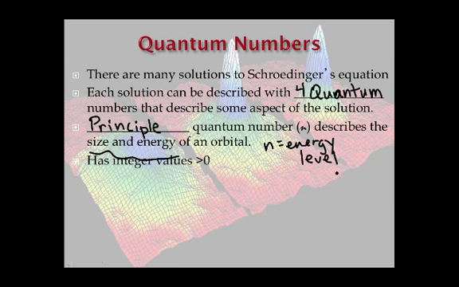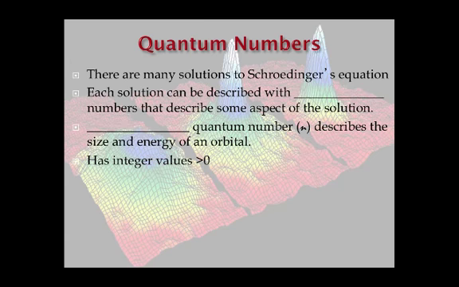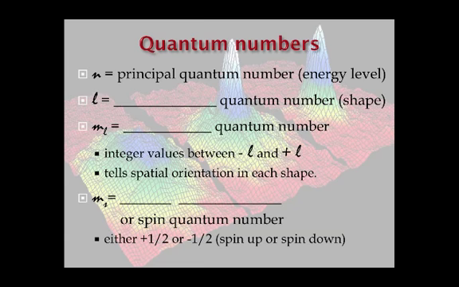So n is called our principal quantum number, and it has integer values, whole number values, that are always greater than 0. So n is the principal quantum number. That describes our energy level. L is a little bit strange. It's called the azimuthal quantum number.